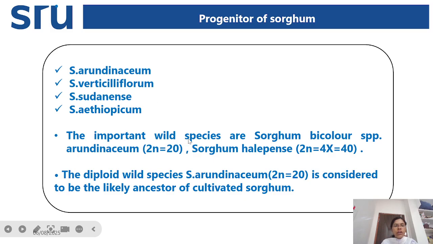And the most important wild species related to Sorghum bicolor is arundinaceum, which has chromosome number 2n equal to 20. Next is Sorghum halepense, which has chromosome number 2n equal to 4x equal to 40. It is a tetraploid. And next is the diploid wild species Sorghum arundinaceum, with chromosome number 20, which is mostly considered the ancestor of the cultivated sorghum. So this is about the progenitors of sorghum.